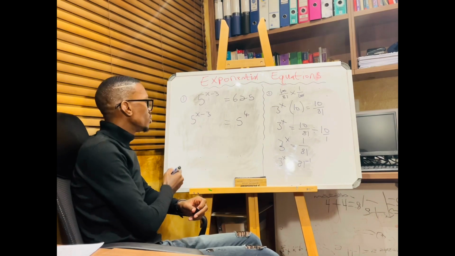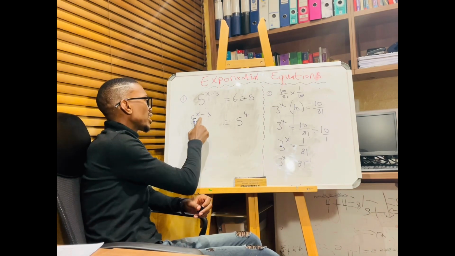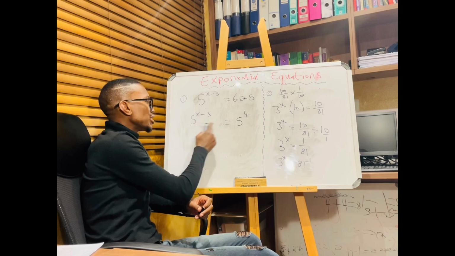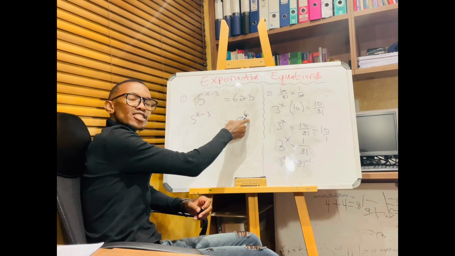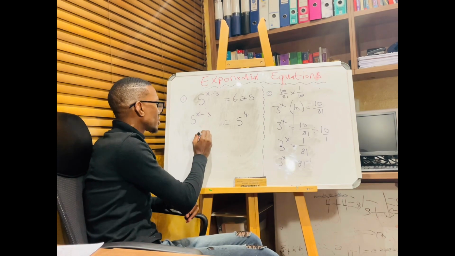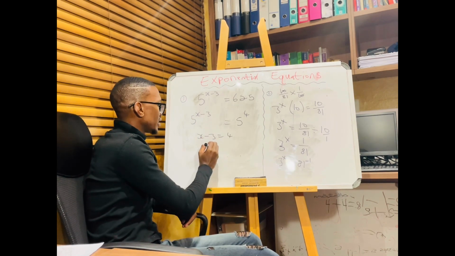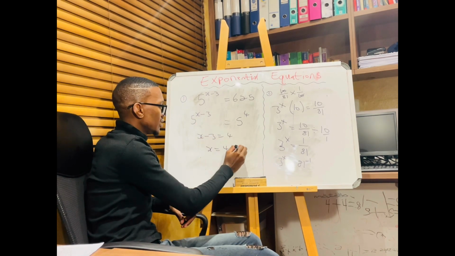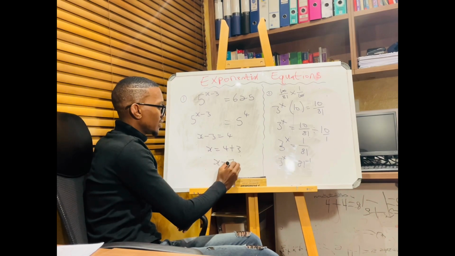Now what do we know? We're having exponents that have the same base. We equate the exponents as the bases are going to be eliminated. So I'm going to be left with x minus 3 equals to 4. Then x equals to 4 plus 3. Then my x equals to 7.